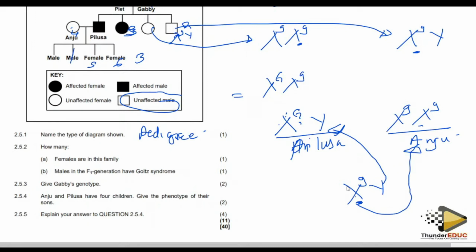So how do I get the 4 marks? By telling us what's happening to Pilusa and to Anju. Pilusa is affected, a tick, while Anju is unaffected. The males will inherit the Y chromosome from the father, another tick, and they will inherit the X with the recessive allele from the mother. That's all. You see, genetics is simple, but if you are not keen, it might crush you. So you must always think before you answer questions about genetics. Please don't just rush. You have to read the questions.